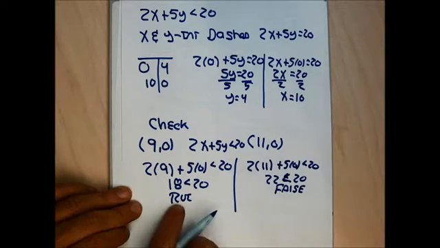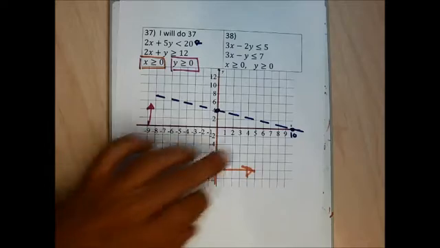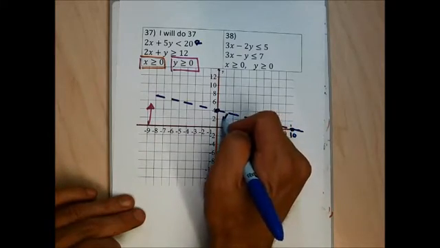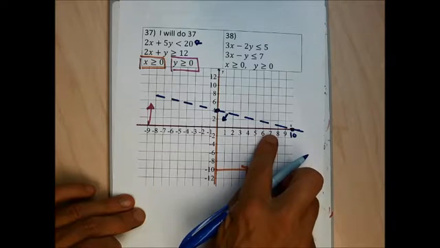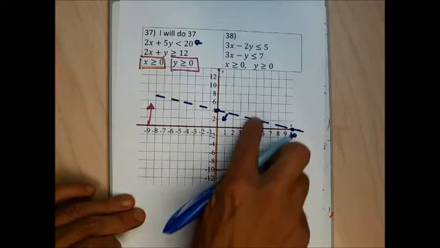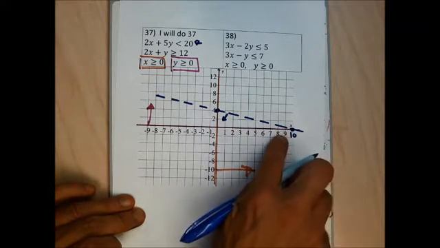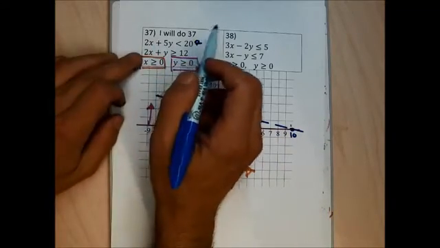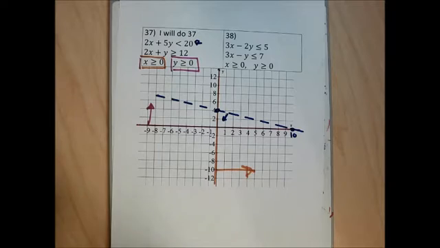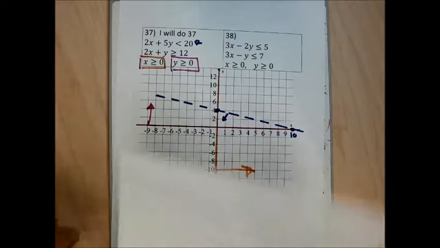I'm going to need to shade towards (9, 0), and (9, 0) is down here. I'm going to keep my shading in the first quadrant because of the first two inequalities that I graphed. This one's going to shade towards (9, 0), which is kind of towards the origin. So done with that, moving on to 2x plus y is greater than or equal to 12. That's going to be a solid line because of the or equal to part.